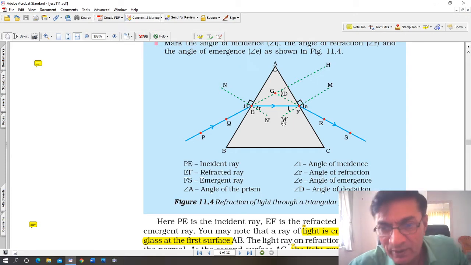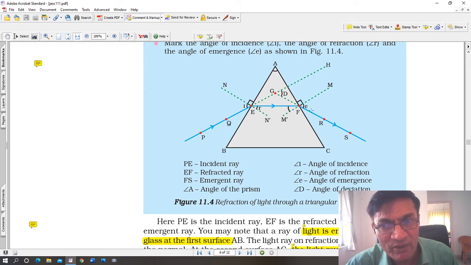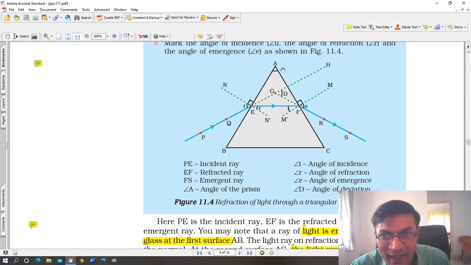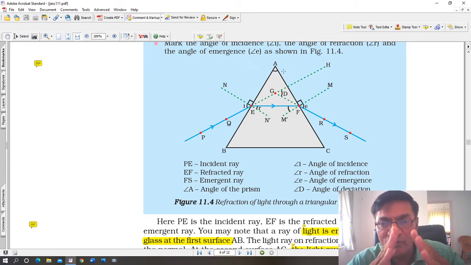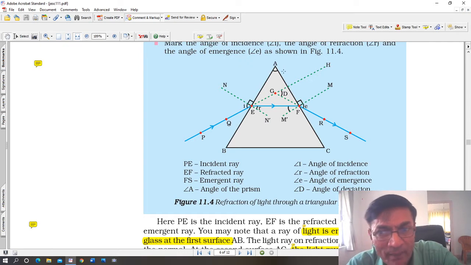Once again, I is the angle of incidence, R is the angle of refraction, E is the angle of emergence, and D is called the angle of deviation. And this A, the angle marked at A, is called the angle of the prism, where the two triangular faces, the rectangular faces also meet. So angle A is the angle of the prism, I is the angle of incidence, R is the angle of refraction, and E is the angle of emergence. Angle D is the angle of deviation, the amount by which the light bends.